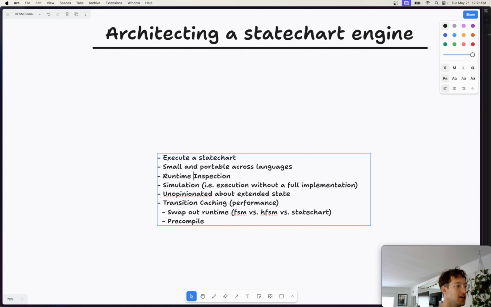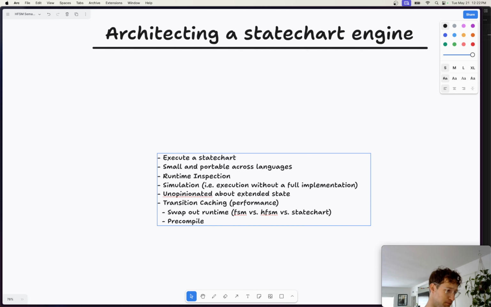And then the last thing, which definitely gets into the nitty gritty, but I think is such an interesting boundary to think about, is transition caching. There's two things that I mean here, and I'll elaborate on that in a little bit. As you can tell, if we're caching something, it's usually related to performance, but it's also related to pre-compilation or build time compilation, right? Can we do certain types of computation up front, and then the state chart can be really fast?